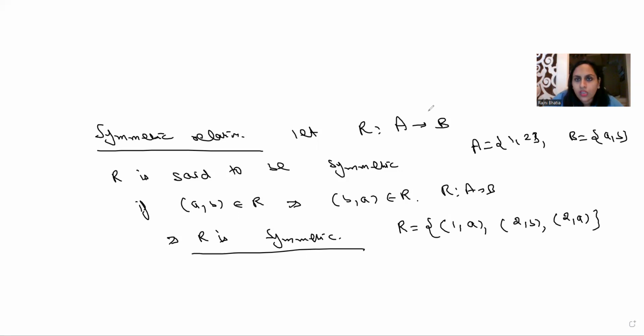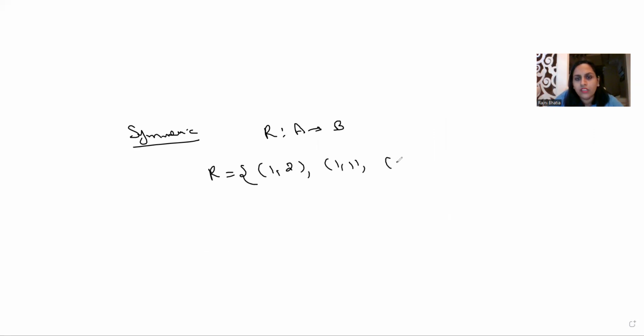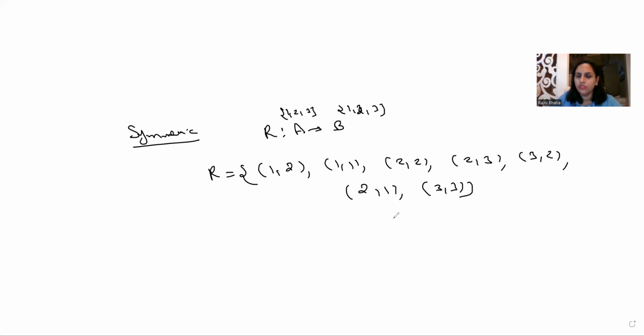Right? Now, in order to explain the symmetric part, I'll give you an example. Suppose the relation is defined from A to B as R = {(1, 2), (1, 1), (2, 2), (2, 3), (3, 2), (2, 1), (3, 3)}. Suppose the set A is {1, 2, 3} and set B is also {1, 2, 3}.